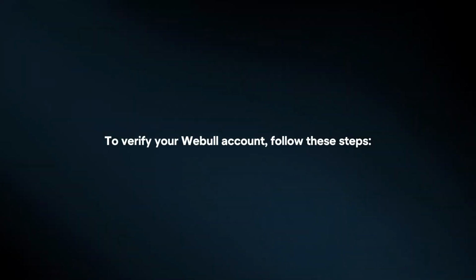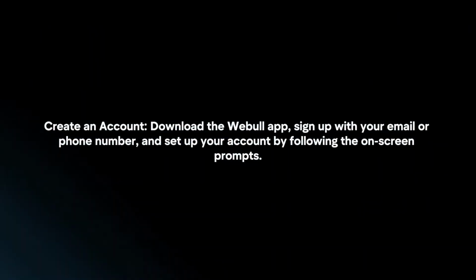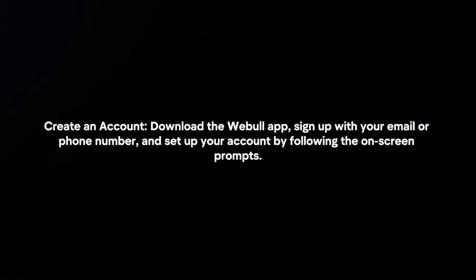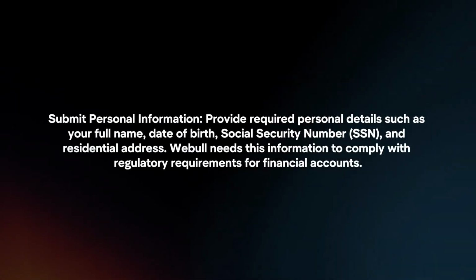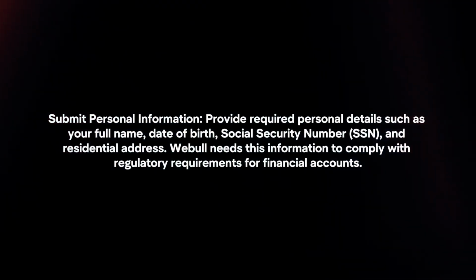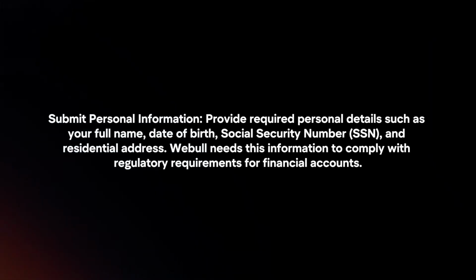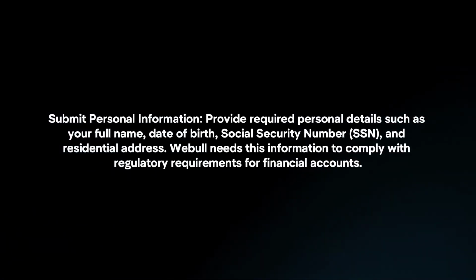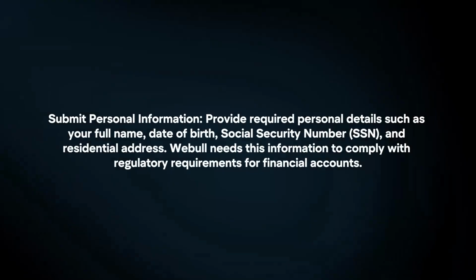To verify your Webull account, follow these steps. Create an account. Download the Webull app, sign up with your email or phone number, and set up your account by following the on-screen prompts. Submit personal information. Provide required personal details such as your full name, date of birth, social security number, and residential address. Webull needs this information to comply with regulatory requirements for financial accounts.